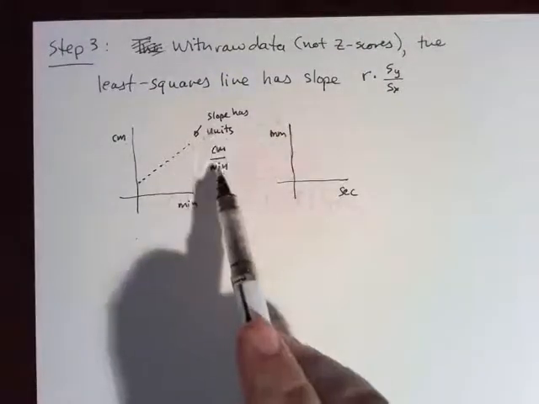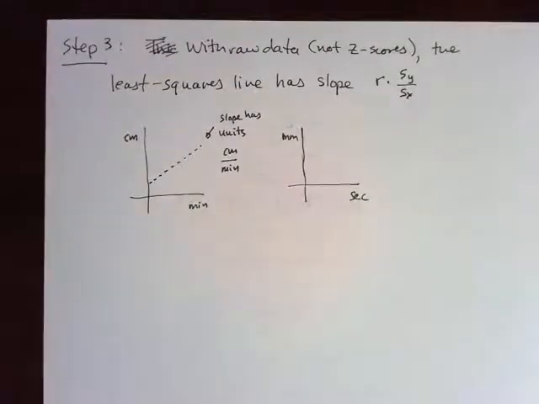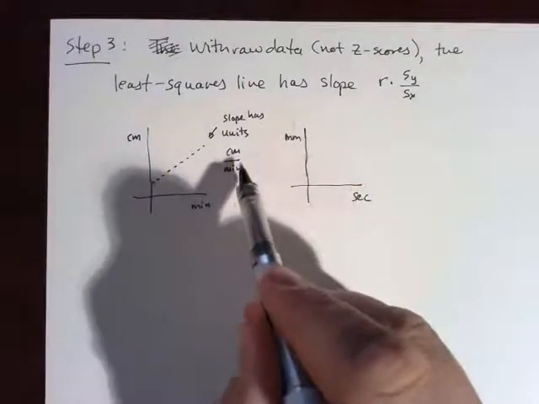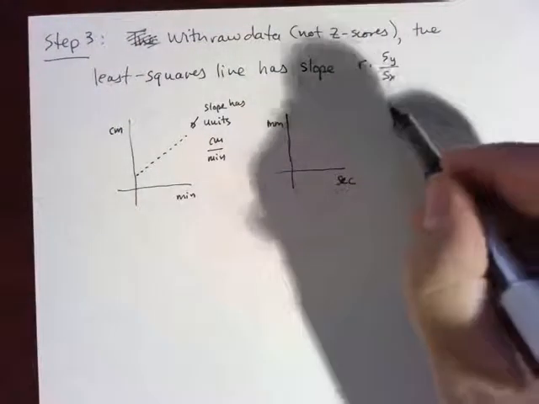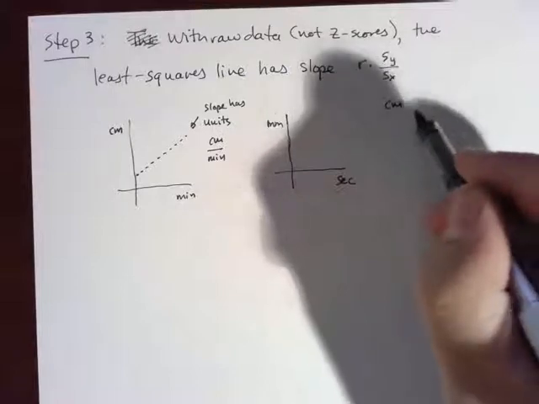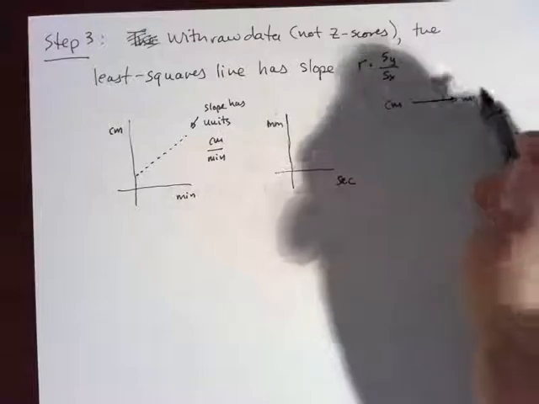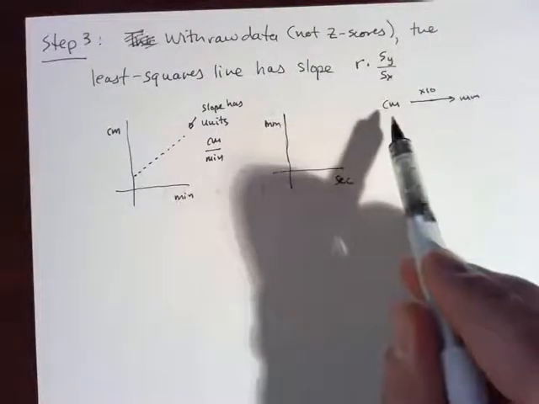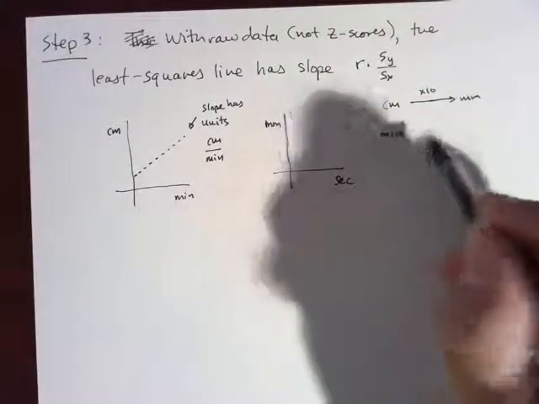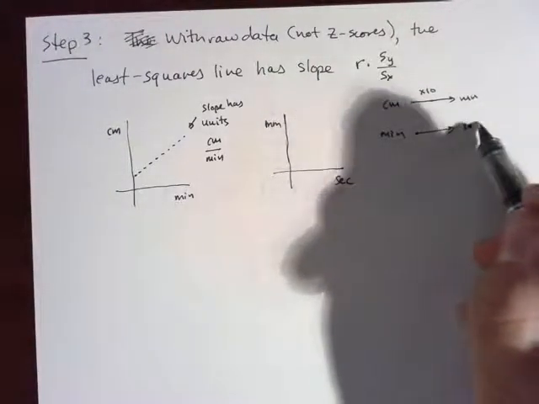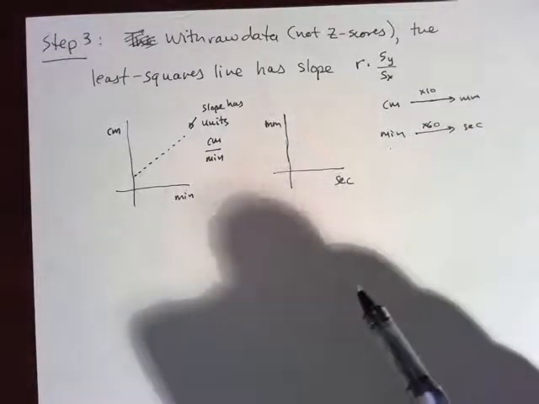What will that do to your slope? Slope is your speed of your vehicle. What will that do to your slope? Well, remember, slope is y over x. It's going to have the y units over the x units. So to change centimeters to millimeters, you have to multiply by 10. 1 centimeter is going to turn into 10 millimeters. And to change minutes into seconds, you have to multiply by 60. 1 minute turns into 60 seconds.